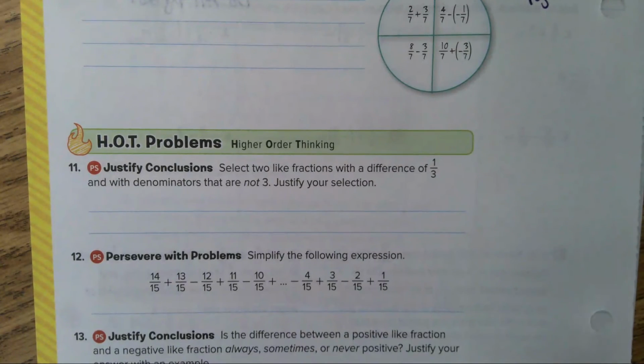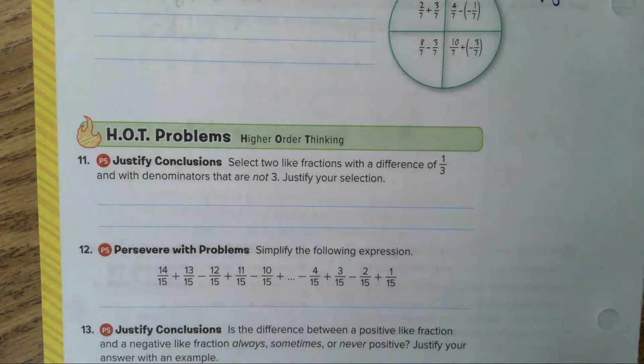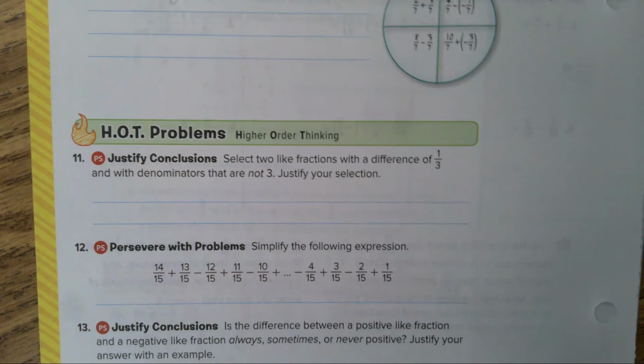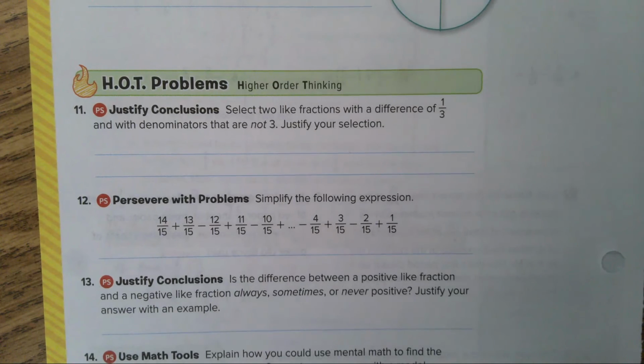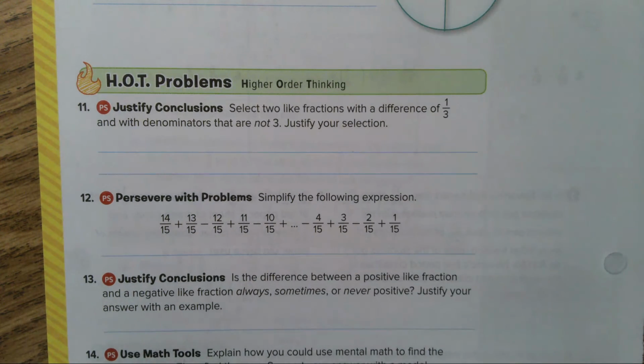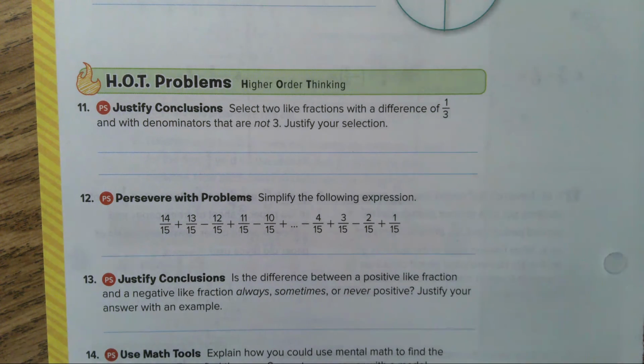Number 11, select 2 like fractions with the difference of a third. There are many answers that you could have for that. That's not too challenging. Number 12, simplify the following expressions. On that problem, what they are wanting you to do is just to give an answer. What are you going to get for the answer here? If this continues, what would your answer be?